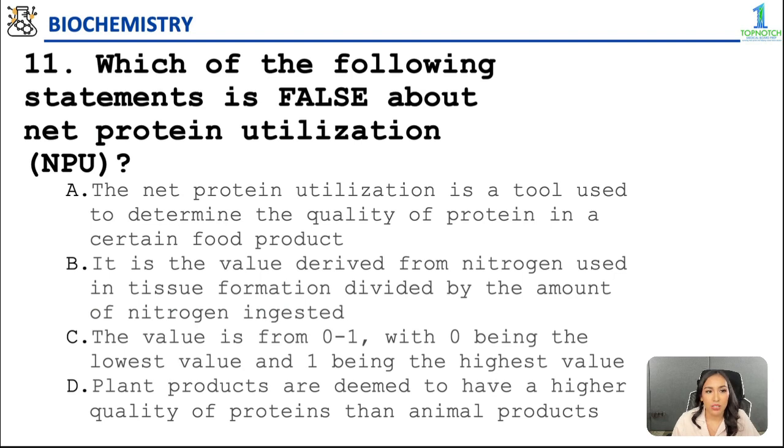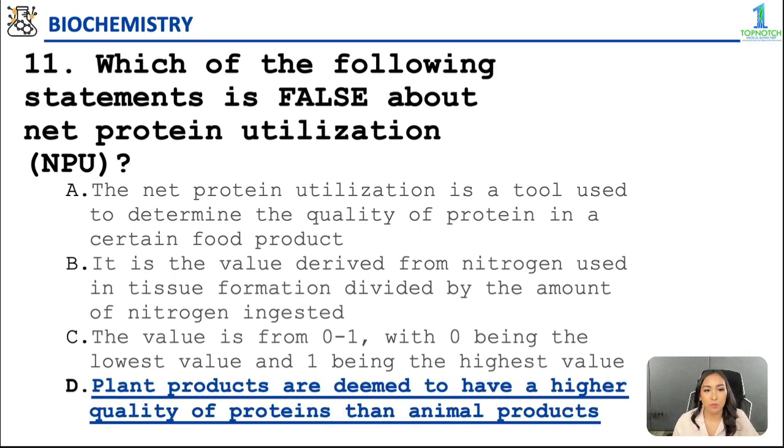Okay. Number 11. Which of the following statements is false about net protein utilization? False, half false. So the correct answer is D. Plant products are deemed to have a higher quality of proteins than animal products. So this is obviously false. Syempre, proteins, meat. So that would come from animal products.